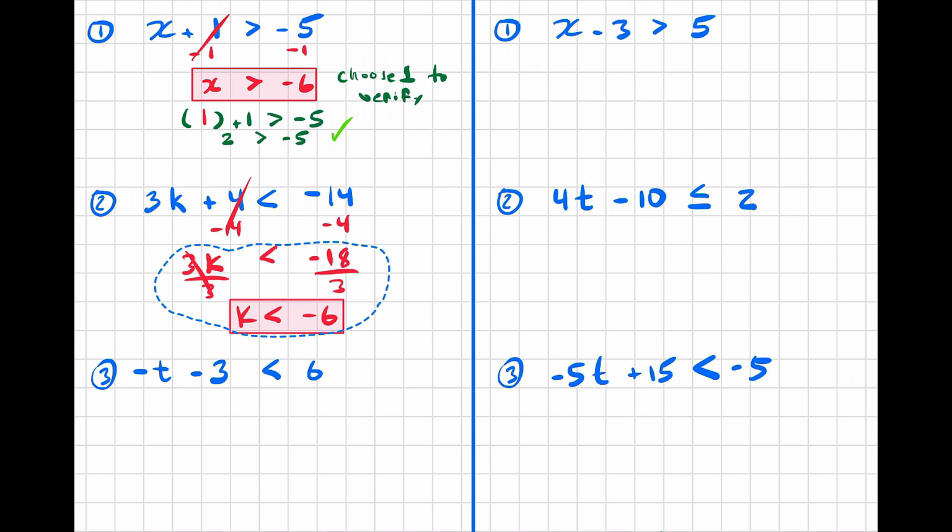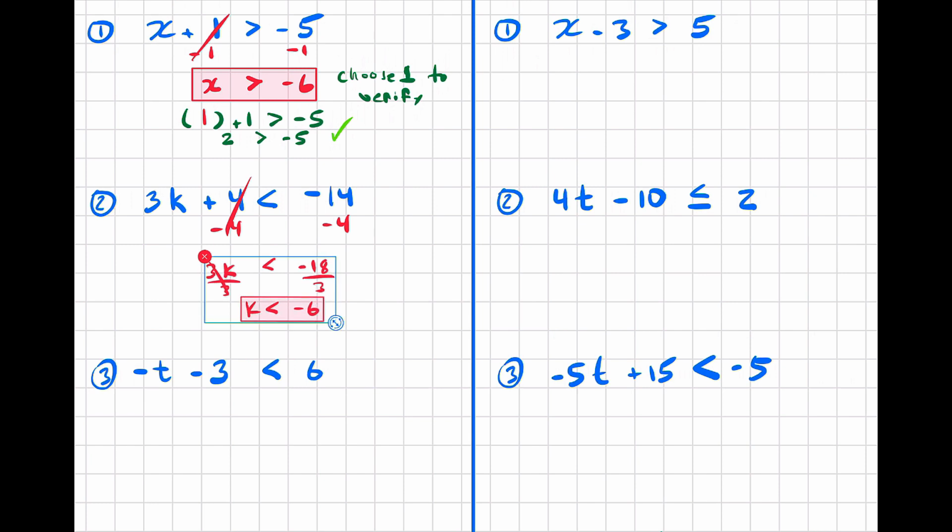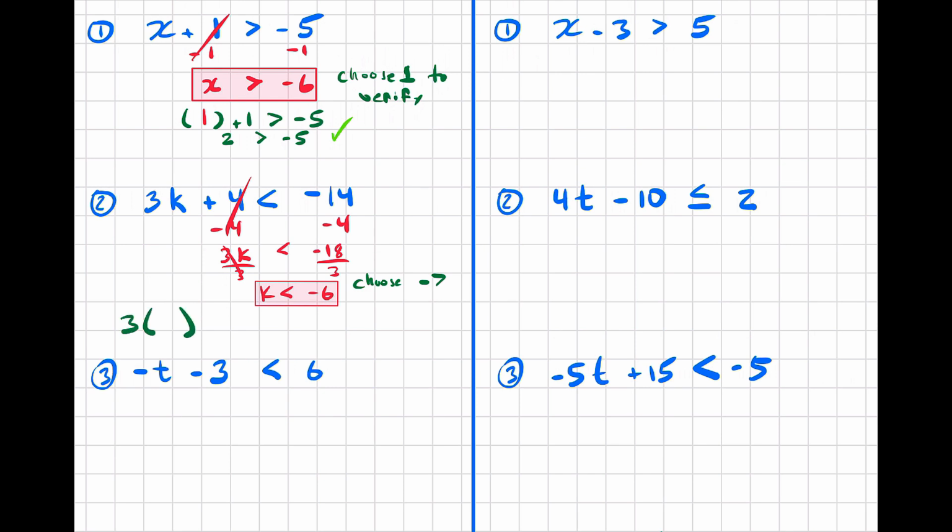So again, to verify my answer, I'm going to have to make sure that I choose a number less than negative 6. So what will I choose? I will choose, say, negative 7, which is less than negative 6. It doesn't really matter; I could choose negative 8, negative 10, negative 100. And I go back to my original equation, which was 3 times k, put the brackets there, plus 4, that should be less than negative 14. So I want whatever's on the left to be less than whatever's on the right.